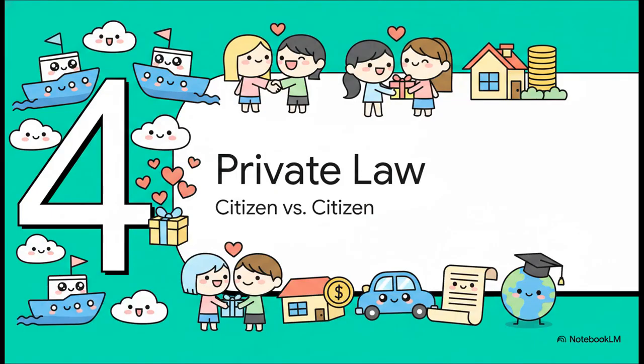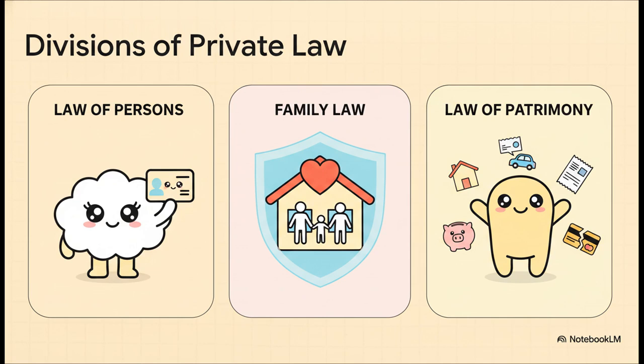All right, let's cross the ocean on our map to the other major continent, private law. Now, if public law was all about the relationship between the state and the citizen, a vertical relationship, private law is all about the relationships between citizens themselves. It's horizontal. It governs our everyday interactions with each other and with companies. And just like public law, private law has its own distinct regions. You've got the law of persons, which basically answers the question, what is a person in the eyes of the law? Then you have family law, which deals with all the legal stuff in family life: marriage, divorce, custody. And then we get to the really big one, the law of patrimony, which covers a person's entire financial universe, everything you own and everything you owe.